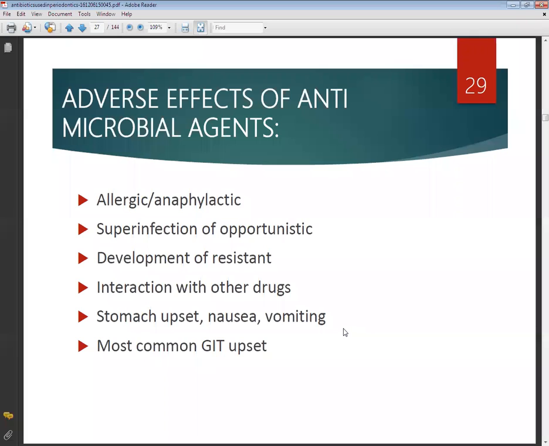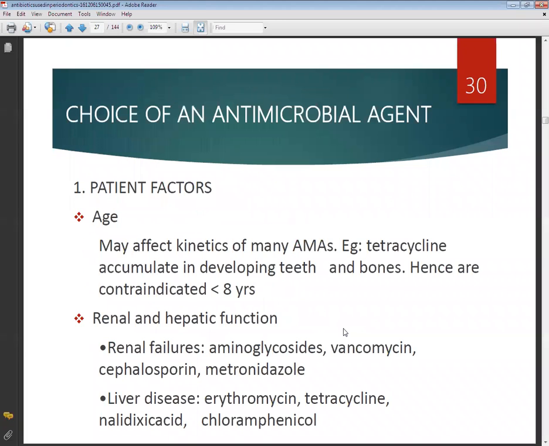Another is interactions with other drugs. Suppose medically compromised patients are already using their own drugs; whenever you prescribe systemic antibiotics, there may be drug reactions. So the interaction of drugs should be taken into consideration before prescribing a systemic antibiotic. Also, there is a common adverse effect, stomach upset. The patient may develop nausea, vomiting, and most commonly GIT upset. So these are the various adverse effects of systemic antibiotics.